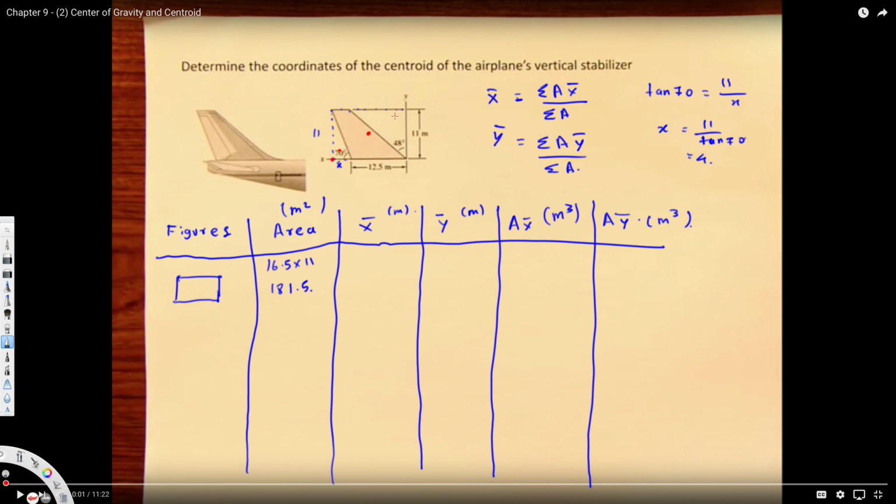And for this one, it's 1/3 of this height and 1/3 of this width. So it's going to be exactly somewhere right here. So let's point this like that. Then now let's calculate everything.